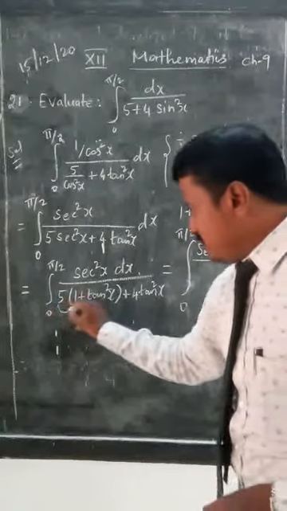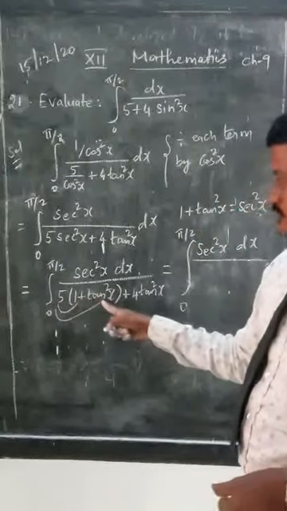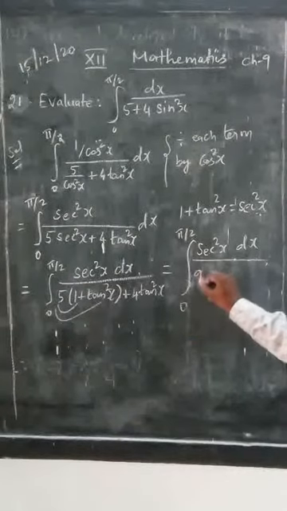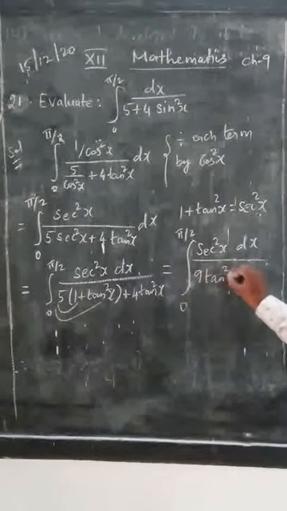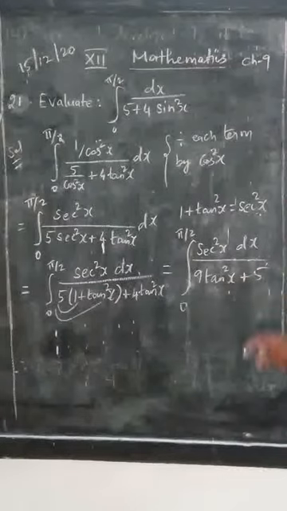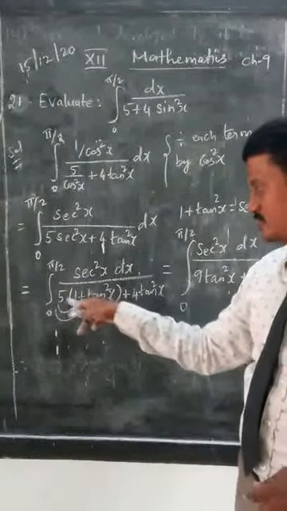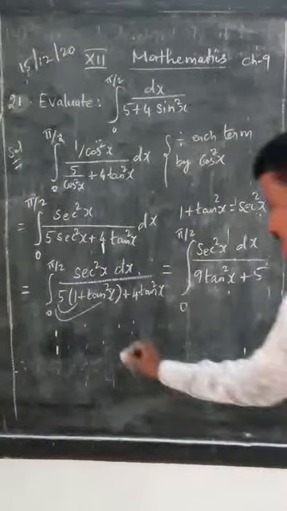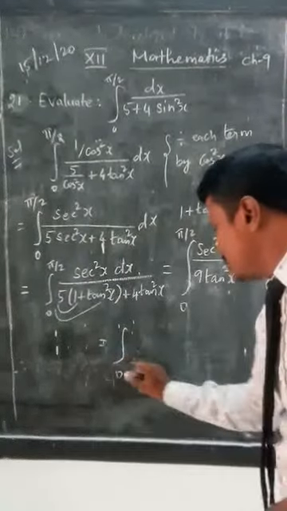If I bring this 5 inside, what will happen? 5 tan square x. Here 4 tan square x. So combined I can write that as 9 tan square x plus 5. How does this 5 come? When it combines with 1, we get 5. Yes or no? In the next step, that is the integral from 0 to pi by 2.